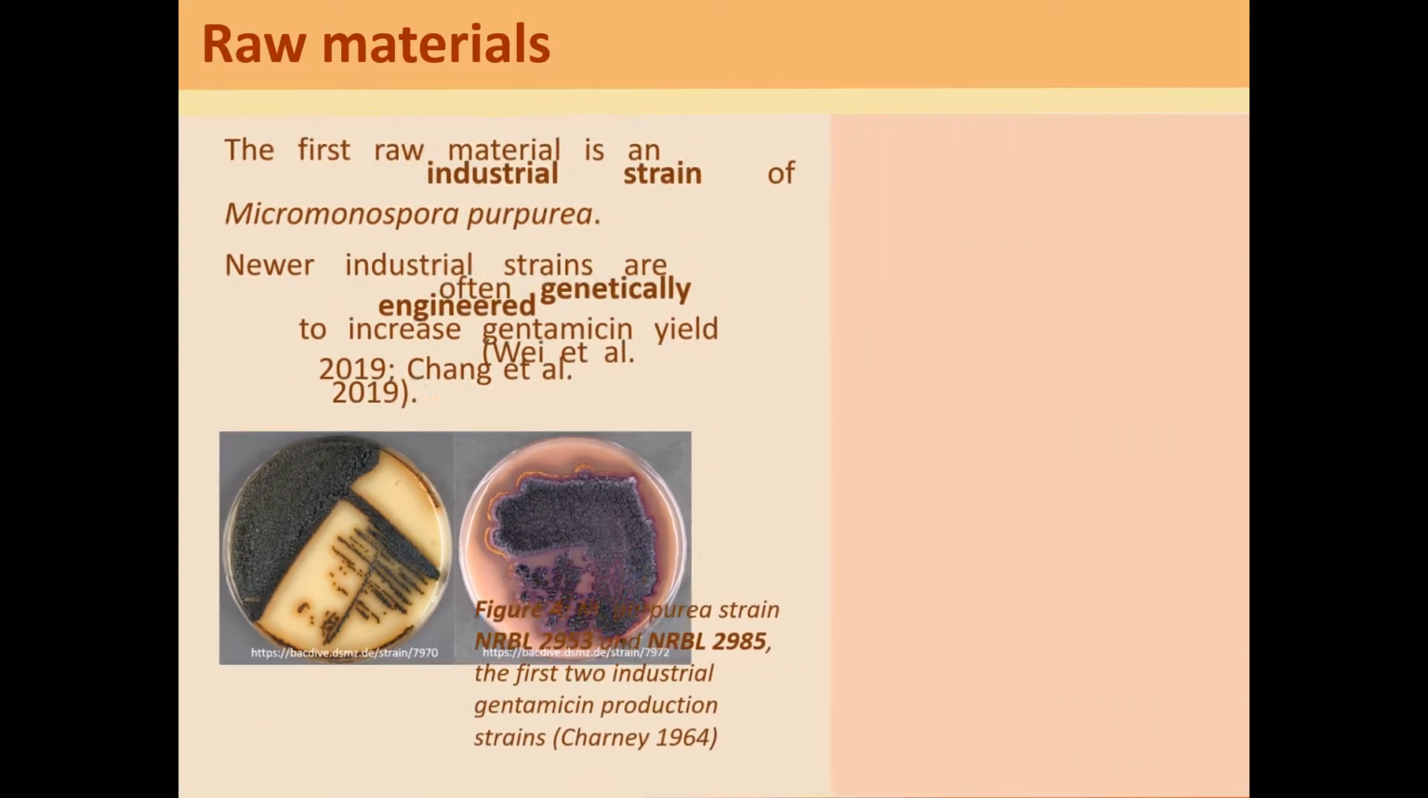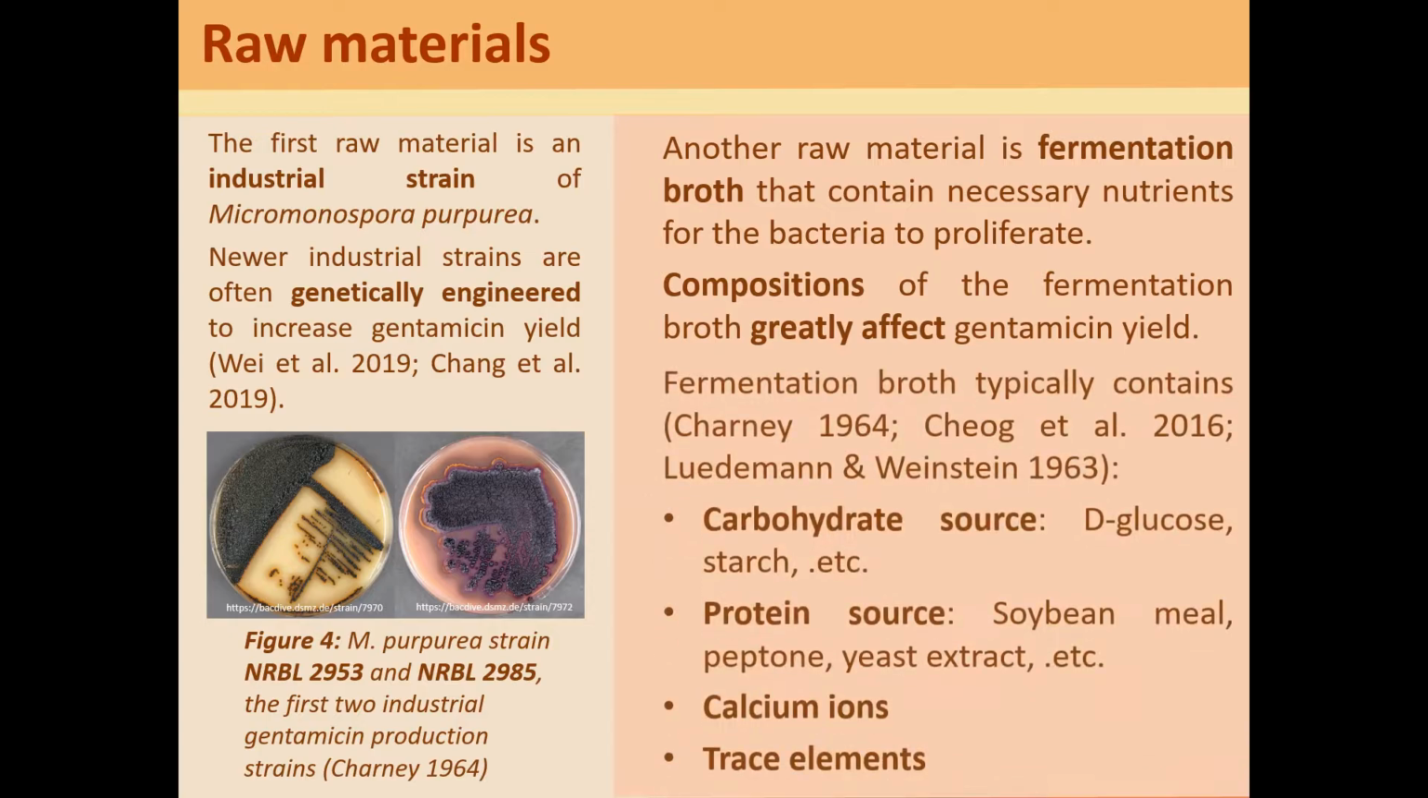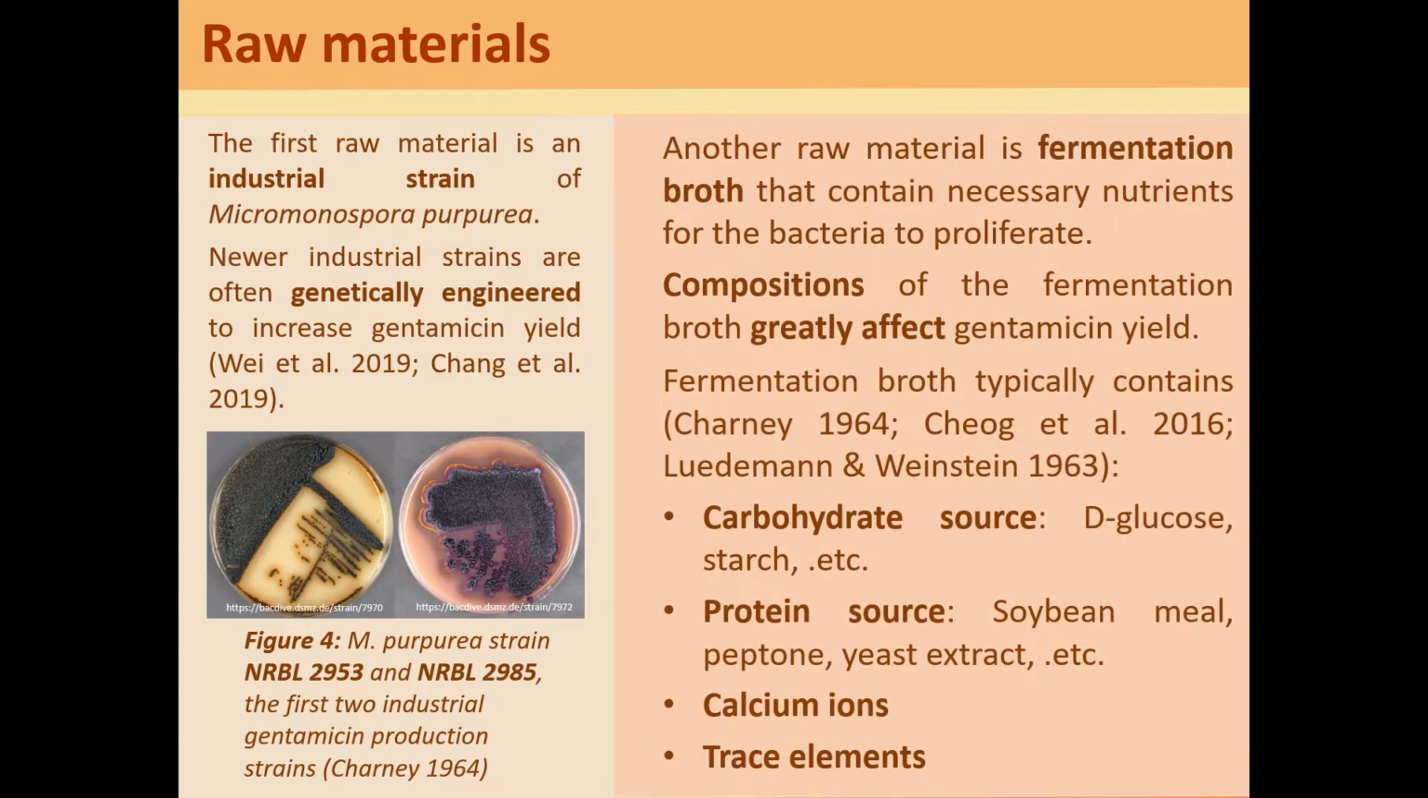Another raw material is fermentation broth, whose composition greatly affects gentamicin yield. It typically contains a carbohydrate source, a protein source, calcium ions, and trace elements.